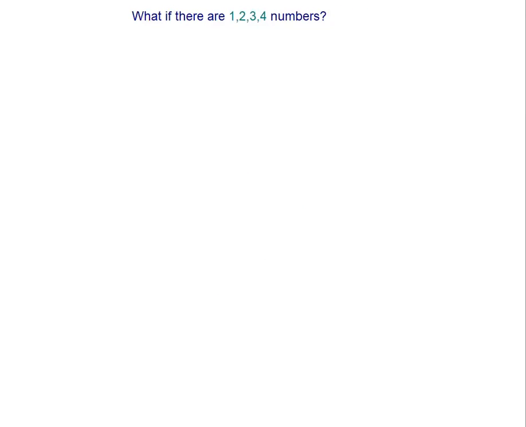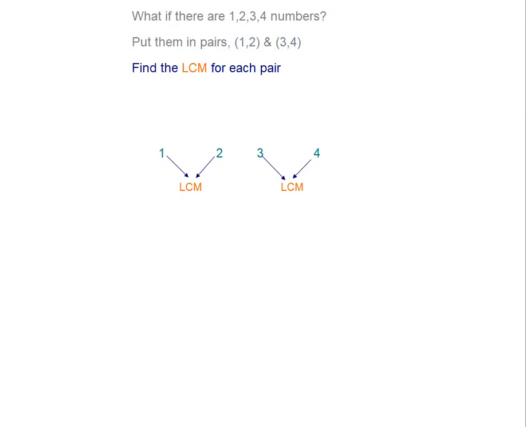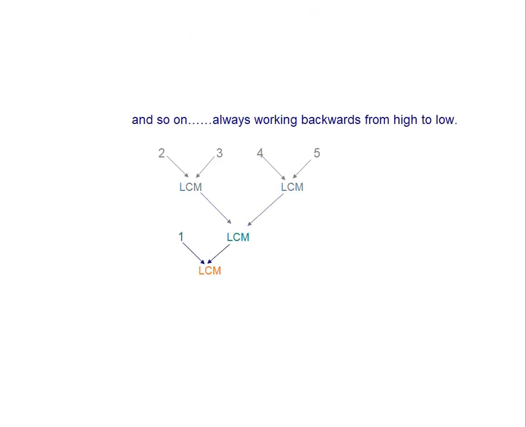So what about 4 numbers? Well, put them in pairs, 1, 2, 3, 4. Find the LCM for each pair, and then the next level down will give you the LCM for 1, 2, 3, and 4, and so on. For 5, pair off 2, 3, 4, and 5, then tag on 1, always working backwards from high to low.